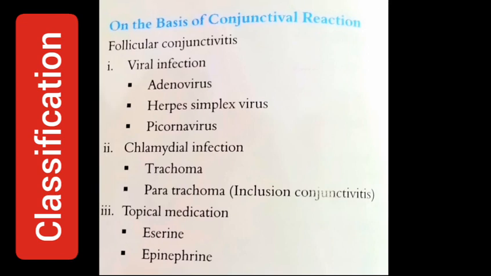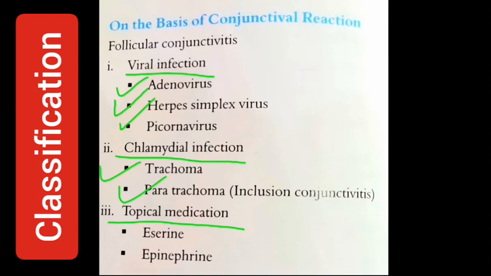The third is on the basis of conjunctival reaction. There may be two types of reactions: follicular conjunctivitis and papillary conjunctivitis. Follicular conjunctivitis may be viral, because we have learned that the follicle has accumulation of lymphocytes, which is mostly seen in viral cases, and chlamydial infection is a special case, and topical medication. In viral infection: adenovirus, herpes simplex virus, and picornavirus. Chlamydial infection: trachoma and paratrachoma. Medication: Eucerin and epinephrine.